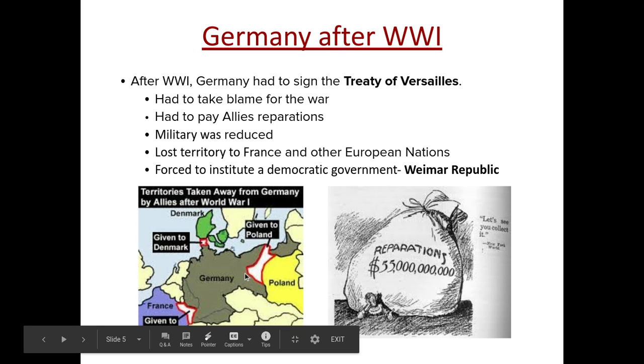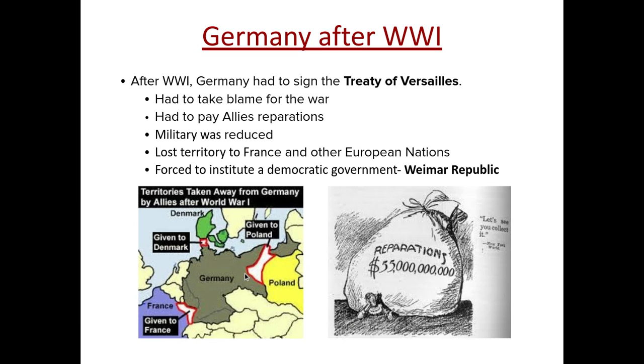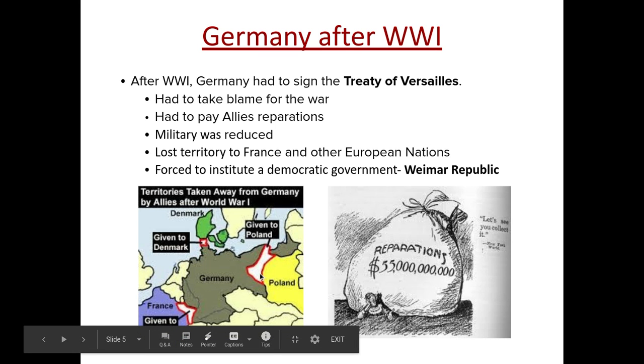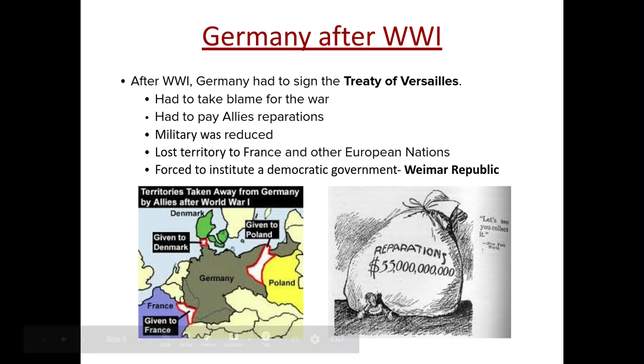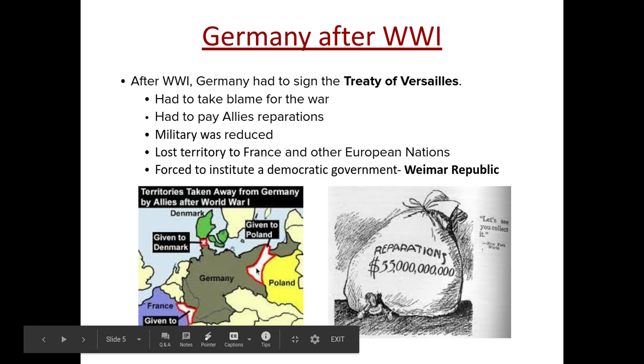And that's going to be a really big deal to the Germans. They're really going to hate this. It's going to literally split Germany into two, and they're going to give that land to Poland. So that's really going to upset the Germans for sure.